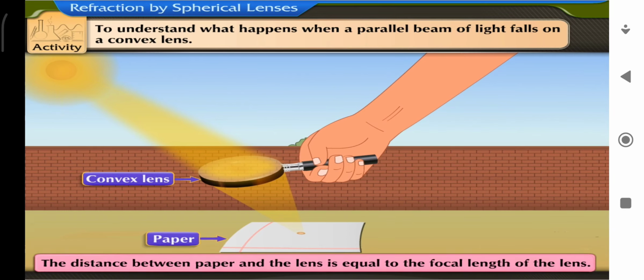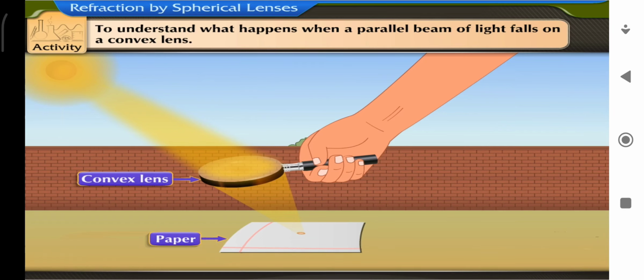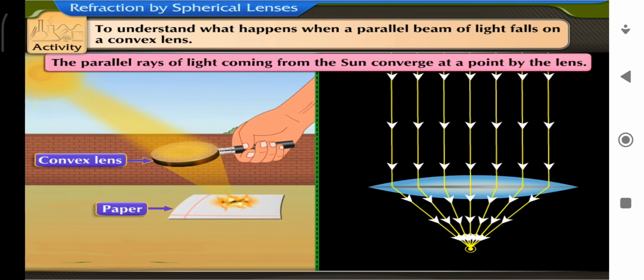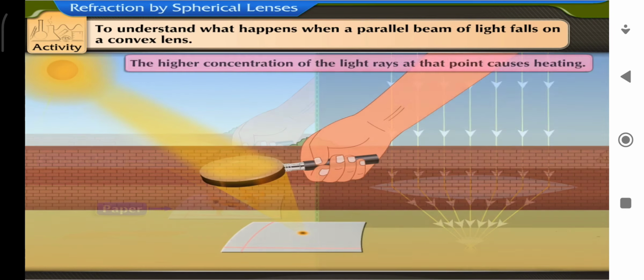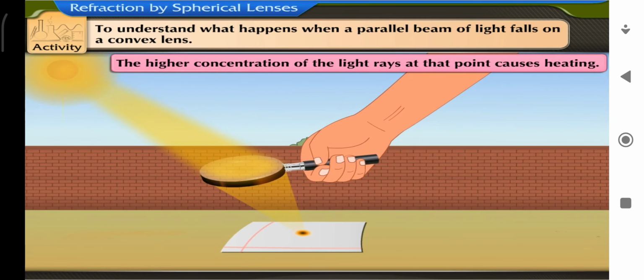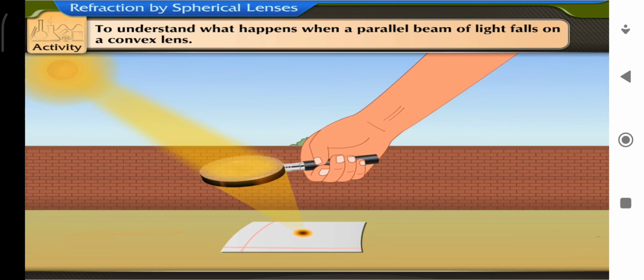This distance between the paper and lens is equal to the focal length of the lens. Hold the lens in the same position for some time. You will observe that the paper begins to burn at the point where the image of the sun was formed. Why does this happen? Well, this is because the parallel rays of light coming from the sun converge at a point by the lens. The higher concentration of the light rays at that point causes the heating. As the paper at the point of image gets heated too much, it results into the burning.